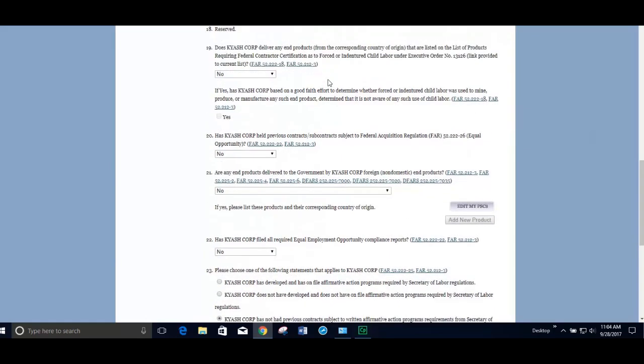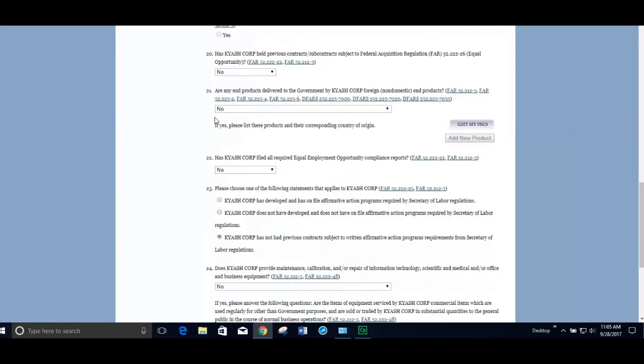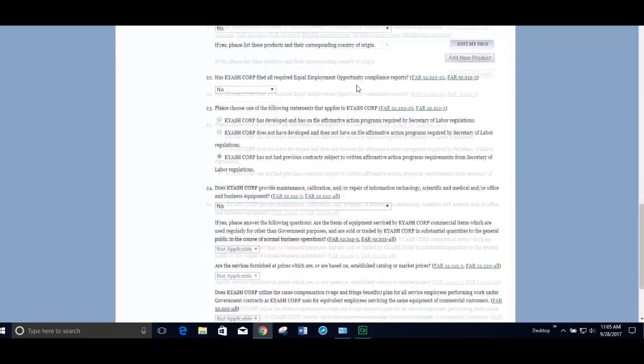So yeah, that's that. You gotta be careful about this one. Okay, here's number 20. Has Kayash Corp held previous contracts or subcontracts subject to the Federal Acquisition Regulation, equal opportunity? We can say no. Are there any end products delivered to the government by Kayash Corp that are foreign, non-domestic end products? No. We can leave that.